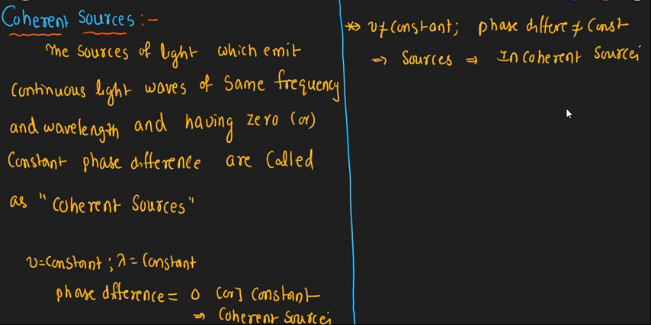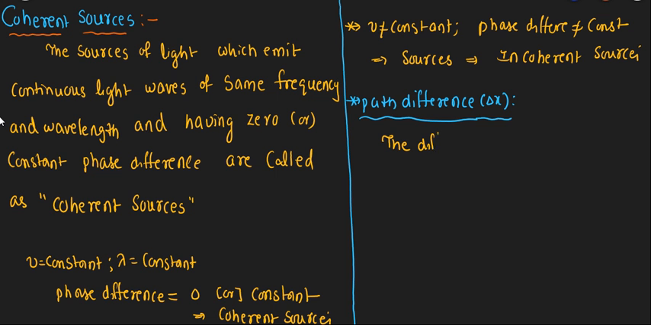Now, the next topic I am going to explain is the path difference. What is the path difference? This is very important. I will explain very simply. Path difference means the difference in distance traveled by the two light waves on reaching a point. That is a simple definition for the path difference.